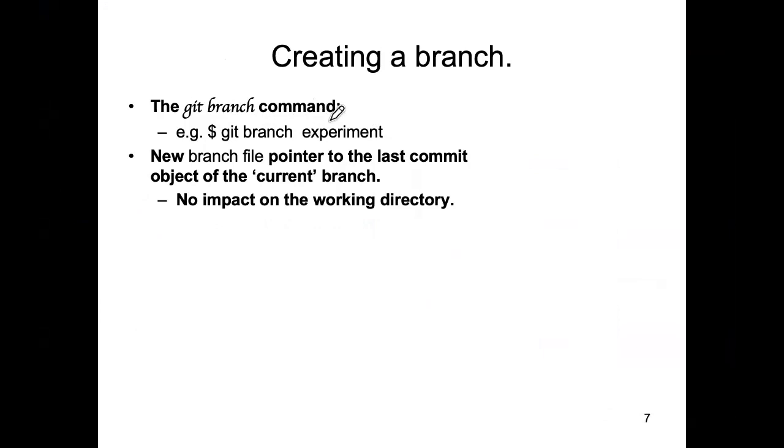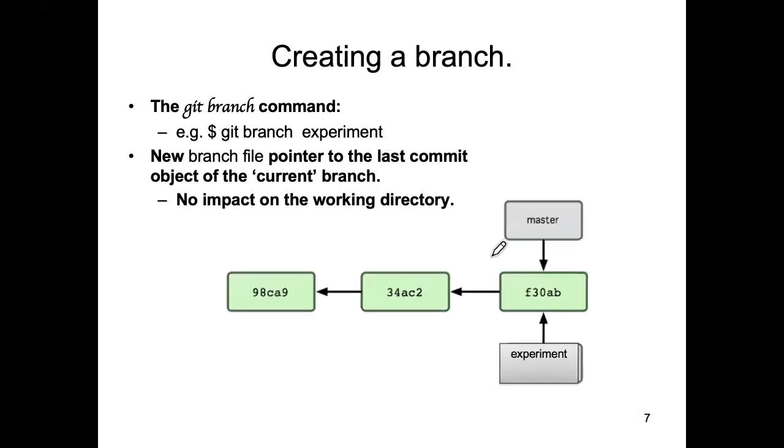Now, the effect of this command is minimal, really. All it does is create a new file in that refs heads folder with this as its name. And the hash value that will be put into that file will be the hash value of the last commit that you did to whatever branch you're currently aligned with. And let's just assume it's the master branch. So, this is how we can visualize it. We now have two of these branch files, and they're both pointing at the same commit object. And that's fine.